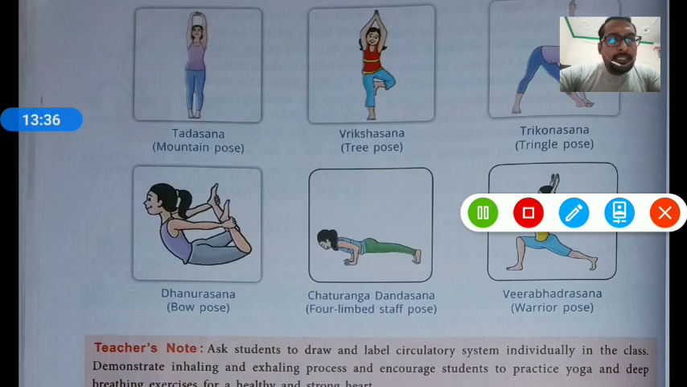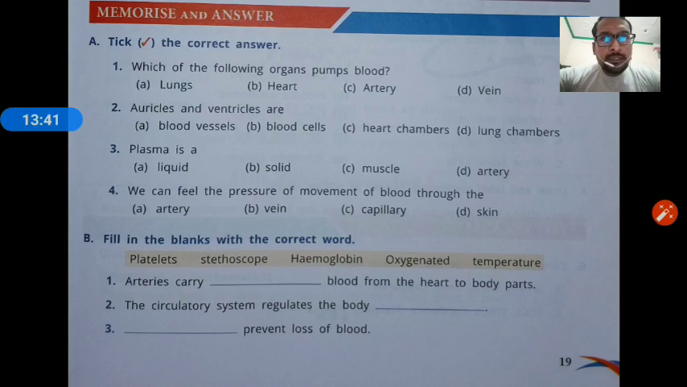Now we will discuss the answers which are given in the book. So let's start and do the correction of these answers. Let's understand what the answers are. Number 1, tick the correct answer. Which of the following organs pumps blood? A. Lungs, B. Heart, C. Artery, D. Veins. So what is the correct answer according to you?